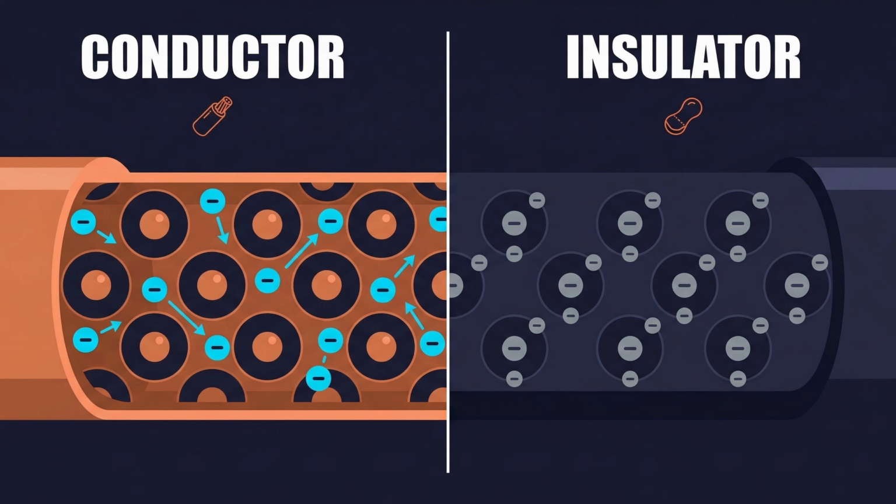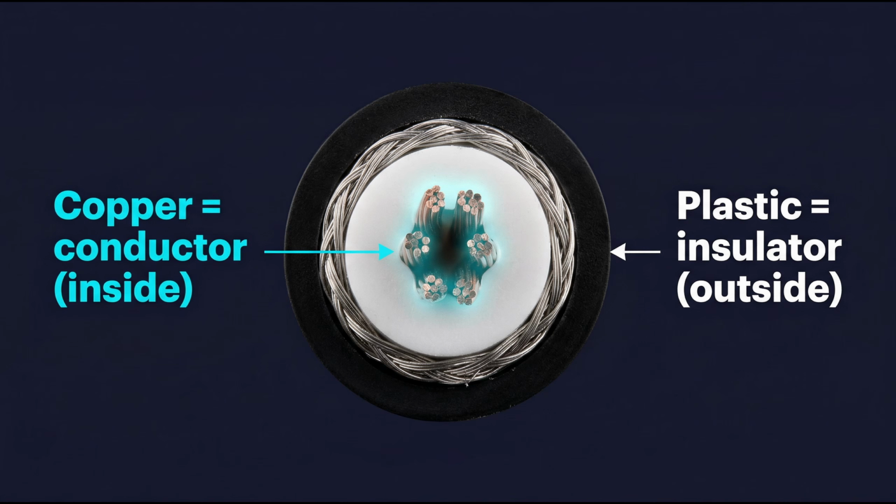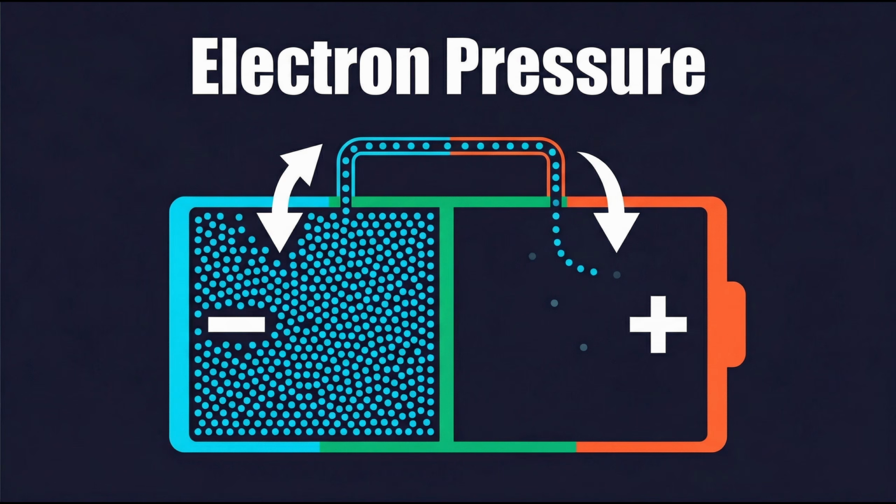Metals like copper have loose outer electrons. We call them conductors. Plastic, rubber, glass, their electrons are locked tight. Those are insulators. That's why your charging cable has copper inside and plastic outside. So copper lets electrons flow. But remember, those electrons are absurdly slow. We'll get to that. So electrons can move, but what makes them move?